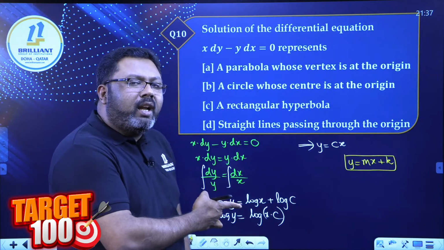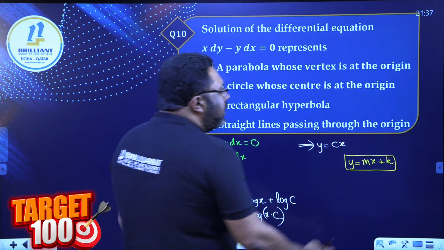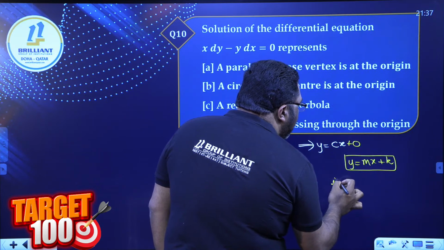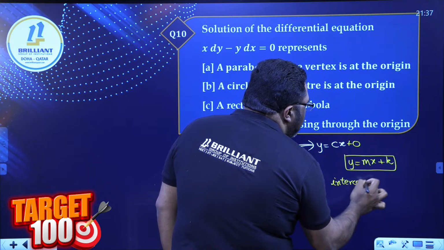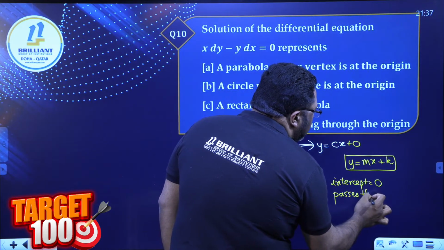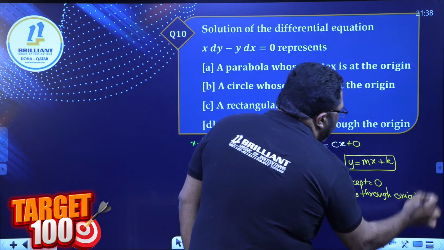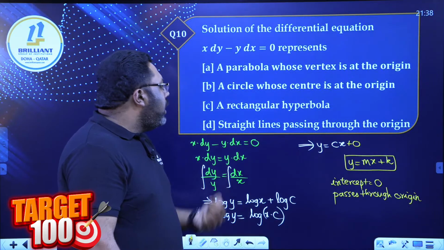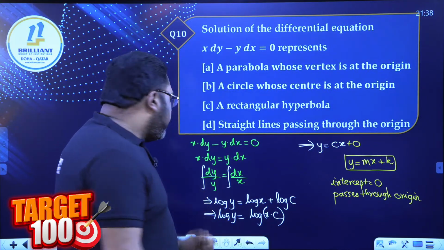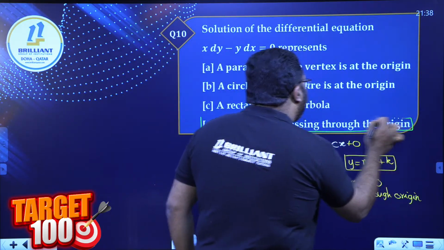You've seen this in grade 11, the straight lines chapter, the slope intercept form of a line. But do you see that here the k does not appear, so it is 0. The intercept is 0, which means it passes through the origin. So I understood that it is a straight line and it passes through the origin as well. Option D, straight lines passing through the origin. My option is option D.